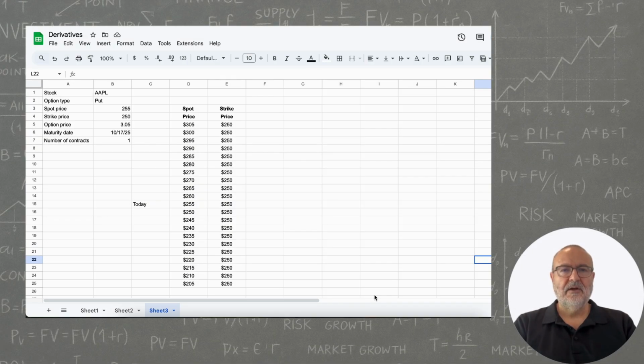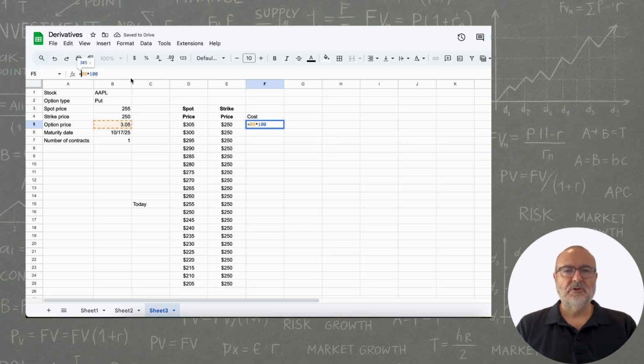Next, let's add the cost of buying the put option. This cost also stays the same as the underlying stock price changes. Since each option contract has 100 shares, we multiply the cost of buying the option by 100.